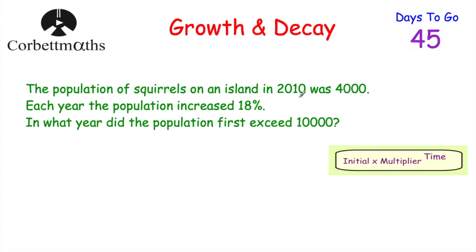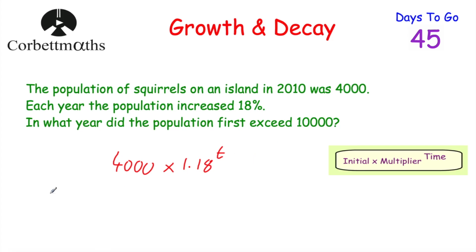Okay, so in this question, the initial amount of squirrels is 4,000, multiplied by the multiplier. Now it's increasing by 18%, so that would go up to 118%, so the multiplier would be 1.18. And then to the power of time. I'm just going to put t there because in this question, we're not told how many years it is. We're going to have to work out how many years it will take to get an answer that just exceeds 10,000. So we're going to try different values for t until we get an answer that's just above 10,000.